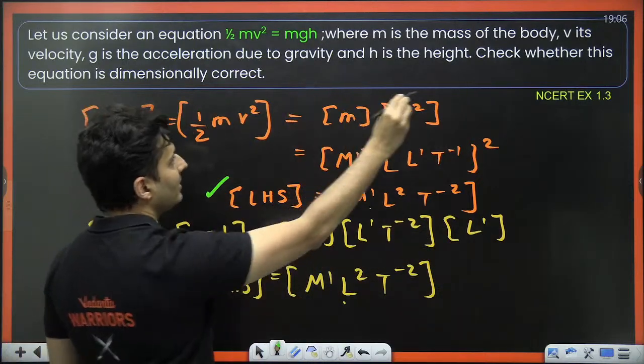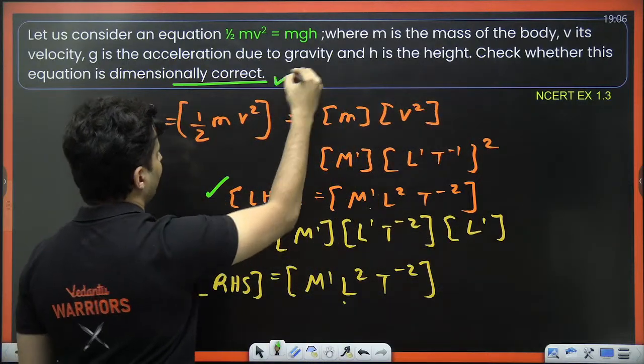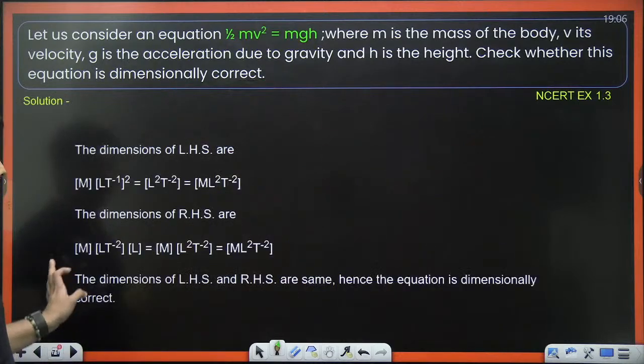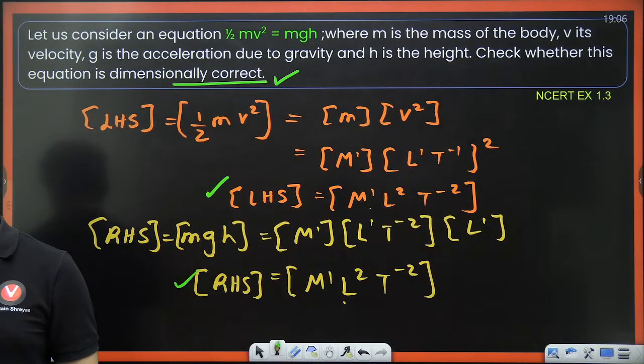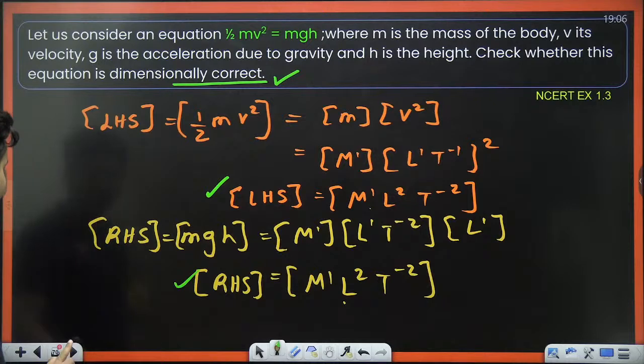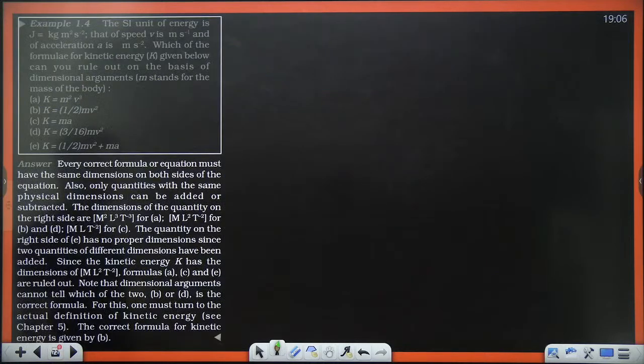So yes, this is dimensionally correct. LHS and RHS are the same, hence it is dimensionally correct. Is that understood? Yes, very good. Moving on to the next one coming up on your screen.